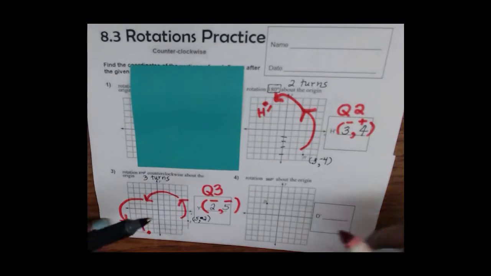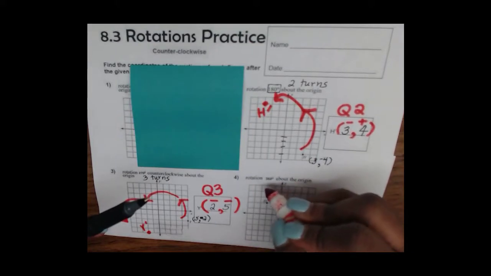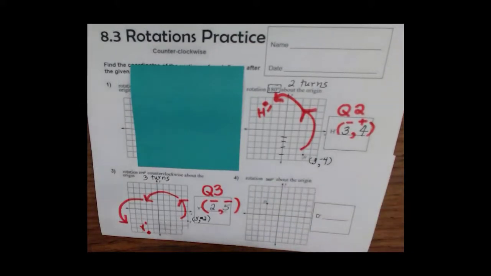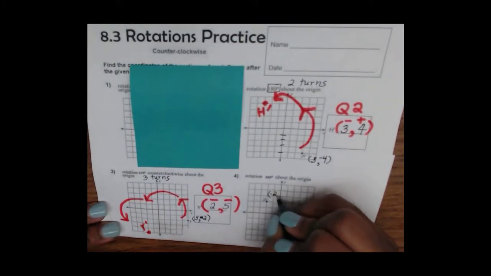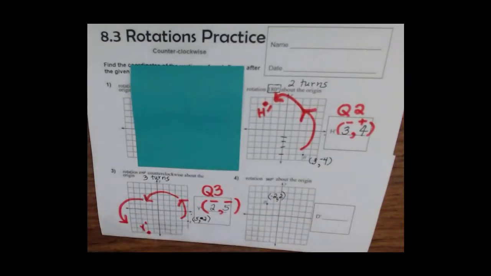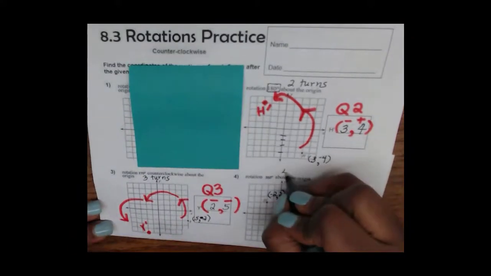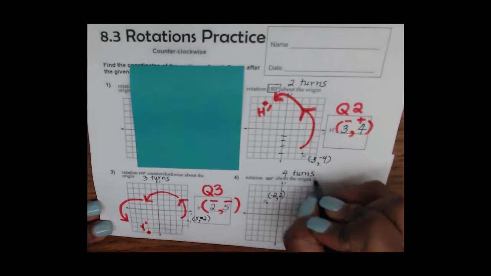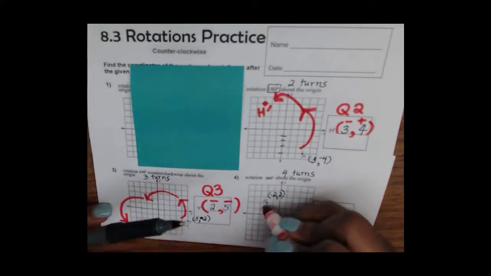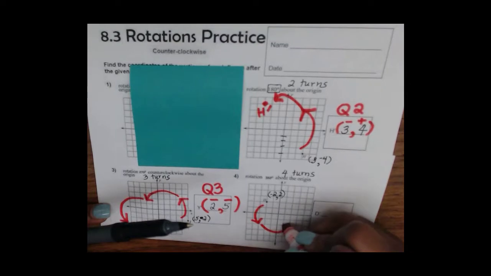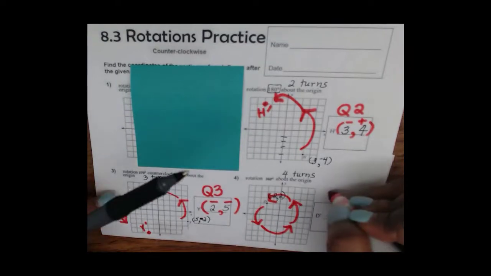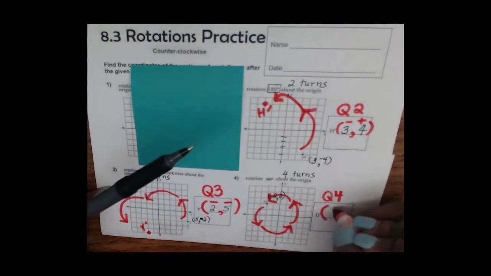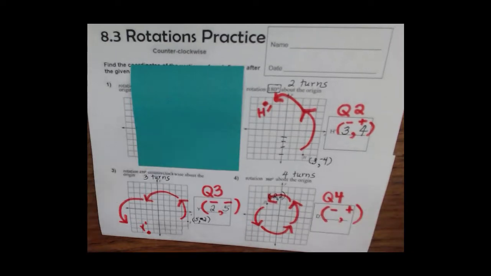Alright, last but not least, we have number 4, rotation 360 degrees about the origin. Okay, so we have point D. The ordered pair for point D is -2, +2. It's located in quadrant 2. Now we know that with 360 degrees, that's 4 quadrant turns. So as we turn, 1 turn, 2 turns, 3 turns, 4 turns. If we take a look at quadrant 2, X is negative, Y is positive.